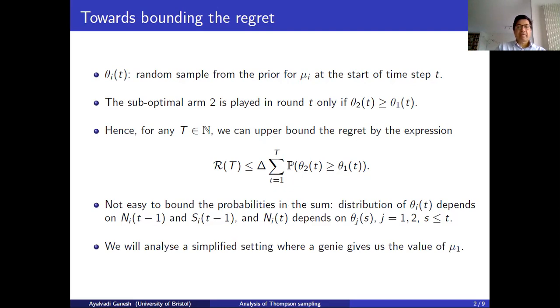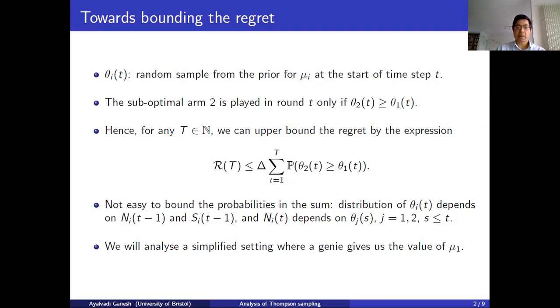Okay, so in fact, we are not going to do this. We are not going to analyze the Thompson sampling algorithm because it's too hard. Instead, we are going to analyze a simplified version of the algorithm, which uses a genie. We are going to assume that we have a friendly genie who will tell us the value of mu1, the reward probability on the first arm. The genie knows which is the better arm and gives us the parameter for that arm.